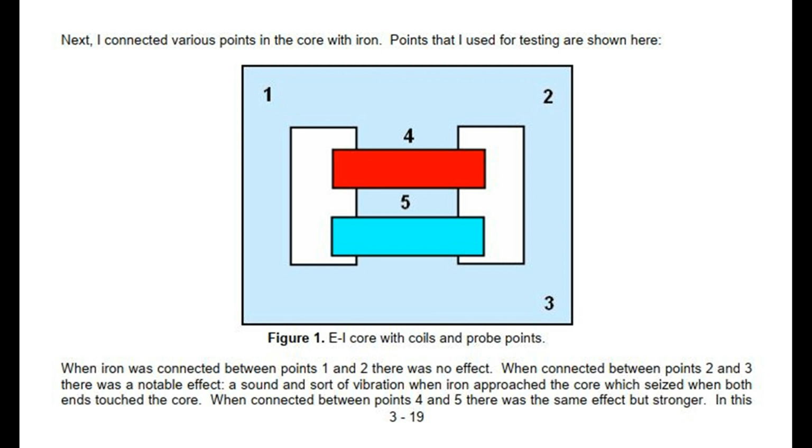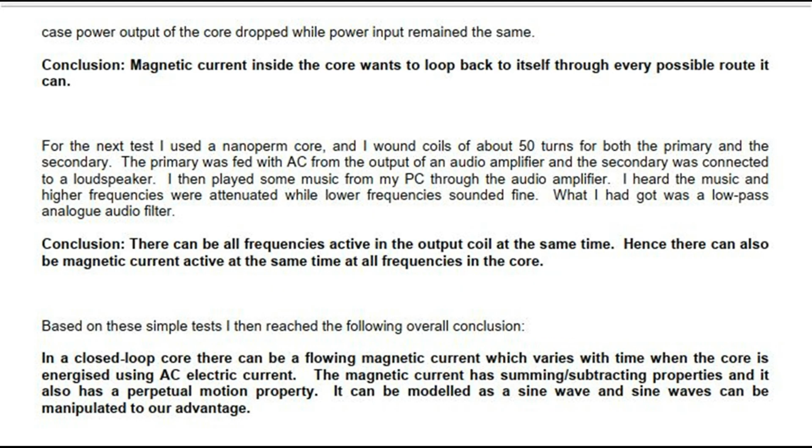When connected between points 4 and 5 there was the same effect but stronger. In this case power output of the core dropped while power input remained the same. Conclusion: magnetic current inside the core wants to loop back to itself through every possible route it can.